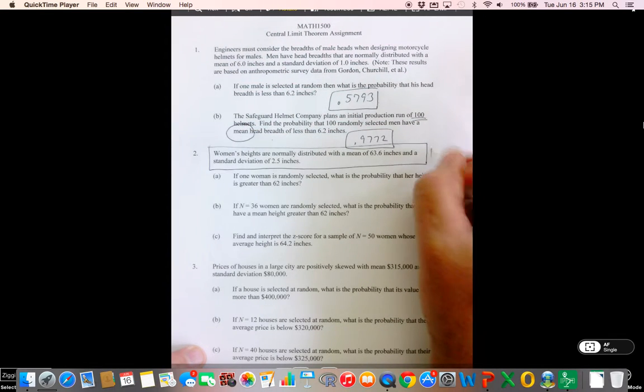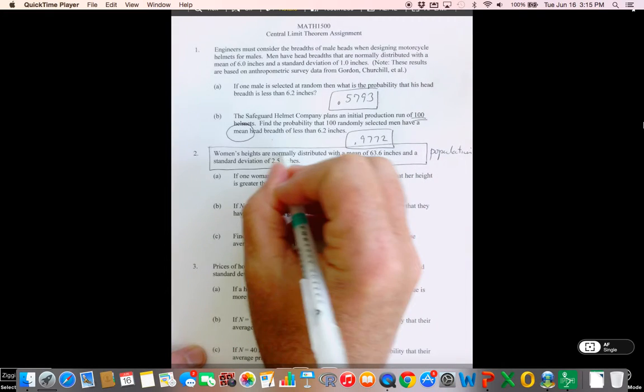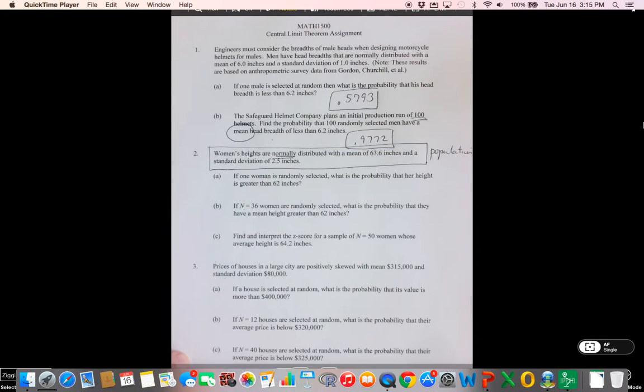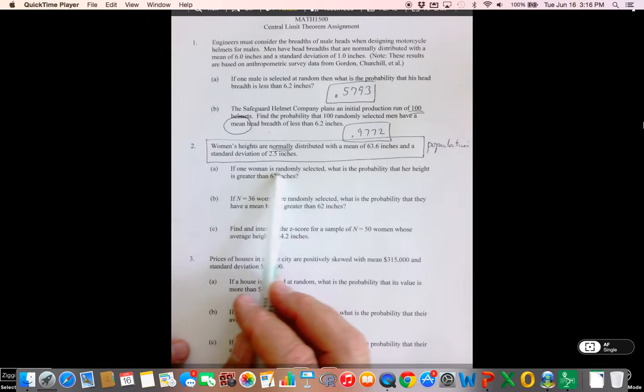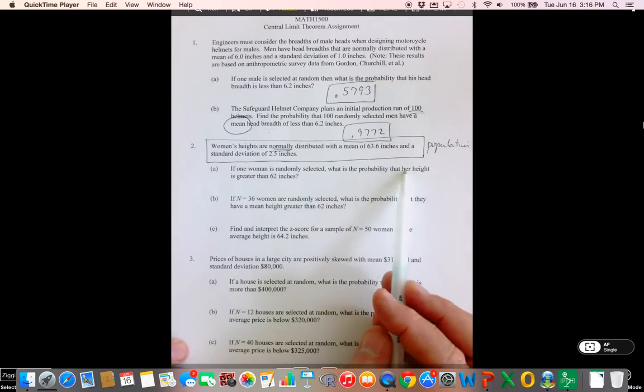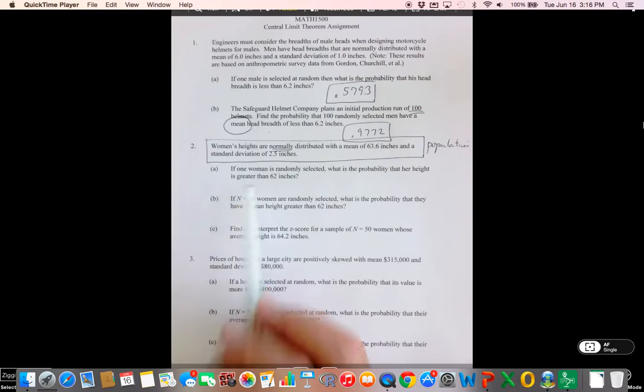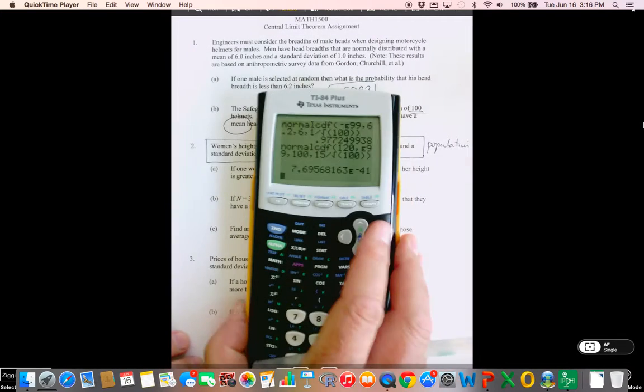That's our population. And since it says we have a normal distribution, we have no sample size requirement. We can work all problems that start with a normal distribution. So if one woman is randomly selected, what is the probability that her height is greater than 62? Let's do it.